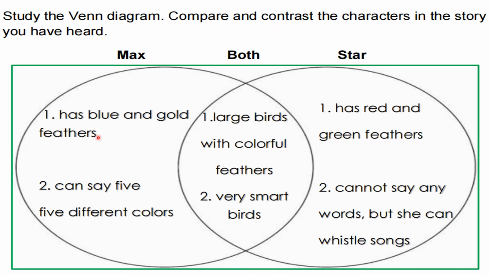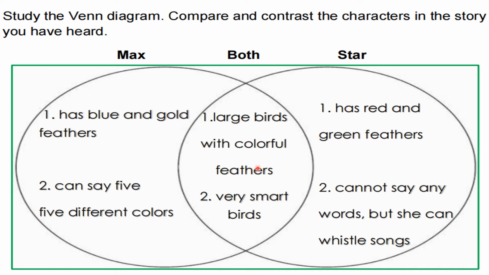Okay, here. Max has blue and gold feathers, right? We can read that in the story. Max can say 5 different words. And here, Star has red and green feathers. Star cannot say any words, but she can whistle songs. These are differences, here. And their similarities here.